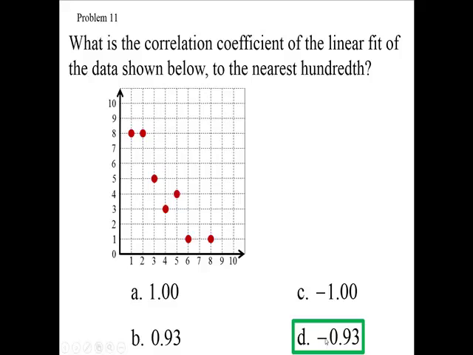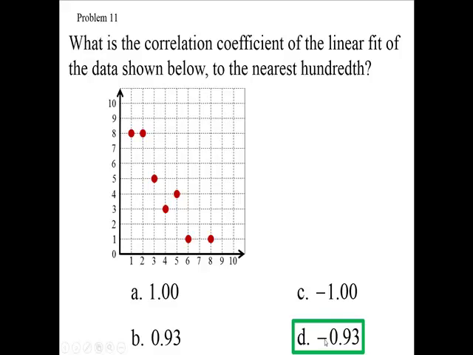We got the quick fix. Looking at the graph, we know we can eliminate 1 and negative 1. Why do we eliminate 1 and negative 1? Because the dots don't line up perfectly and give you a straight line. So we throw out A, we throw out C.